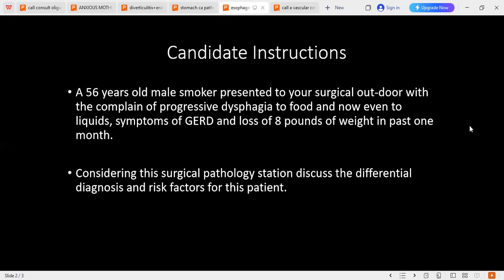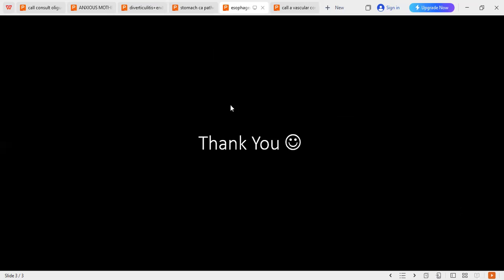What is troponin? Troponin is a complex of three regulatory proteins that control muscle contraction. It has troponin I, C, and T. Good. Thank you, ma'am.